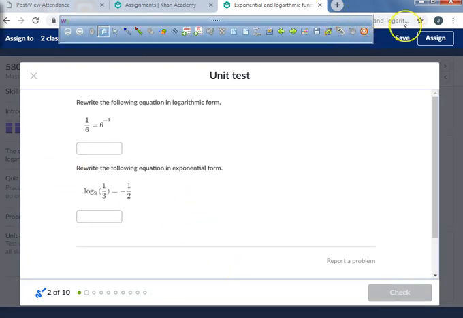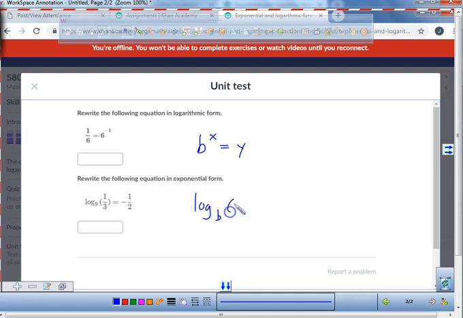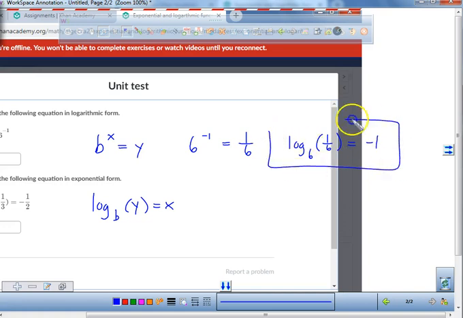Have to rewrite things. I'll rewrite them. So here we go. This is b to the power of x equals y. And this is log base b of y equals x. So here we go. 6 to the negative 1 equals 1 over 6. I'm going to write it as a logarithm. So this one would be log base 6 of 1/6 equals negative 1.